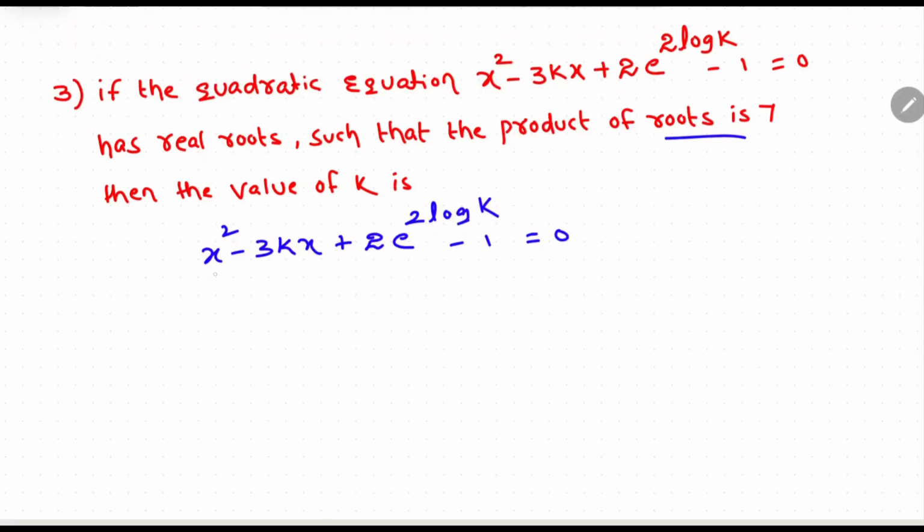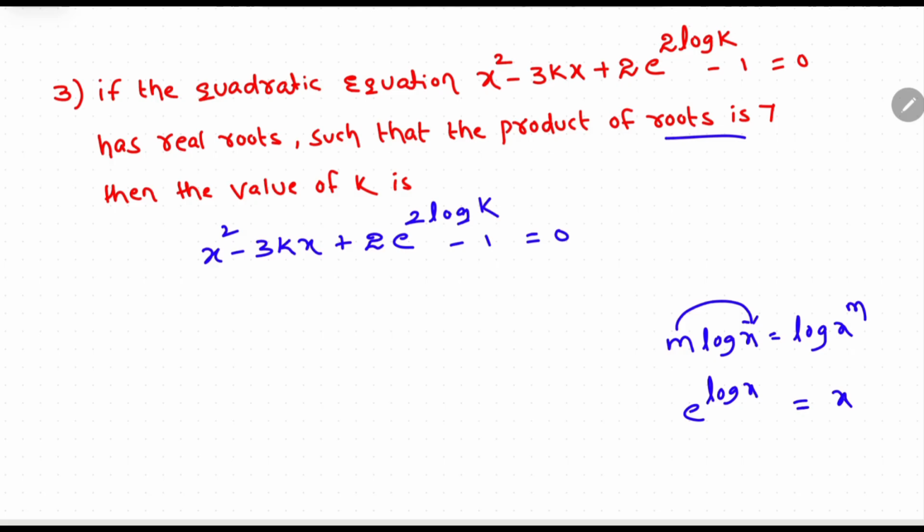Now the given quadratic equation is x to the power 2 minus 3kx plus 2 e to the power 2 log k minus 1 equals 0. We have a formula: m log x is equal to log x to the power m. Okay, m comes to the power. Now e to the power log x is equal to simply x.